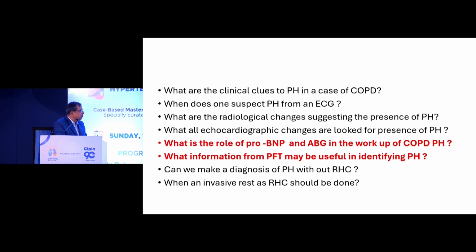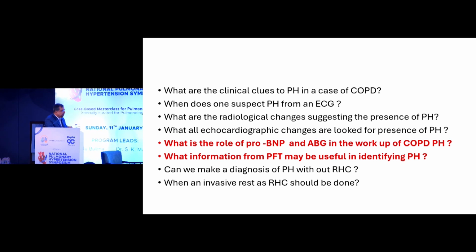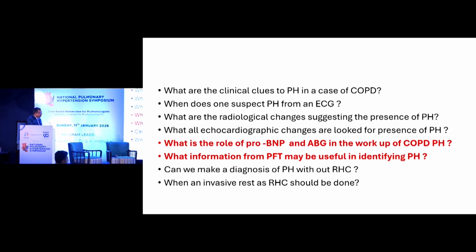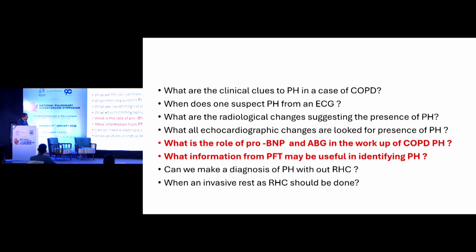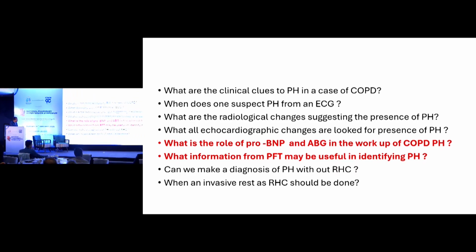These are the other questions: the role of pro-BNP and ABG in the workup of PH. I think these have been discussed quite extensively. For the sake of time, I'm not asking my colleagues, can we make a diagnosis of PH without right heart catheterization? So I'm keeping these questions to all of you. And is it important to do right heart catheterization in COPD? And in which situation would you actually look for right heart catheterization? These are also discussed. So anyway, any comment from my reviewer?